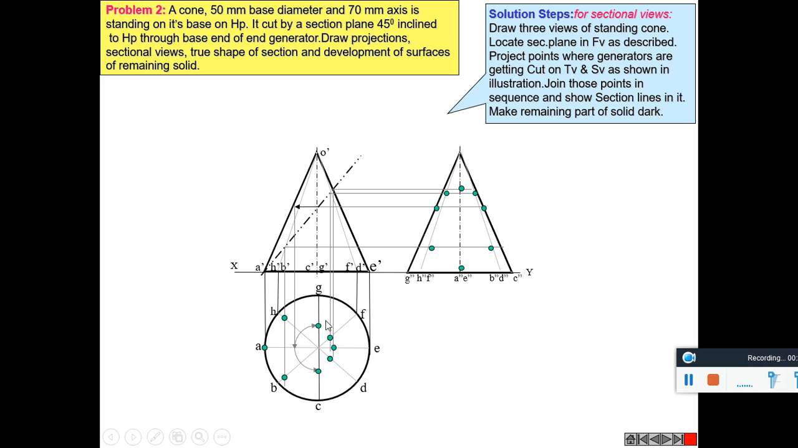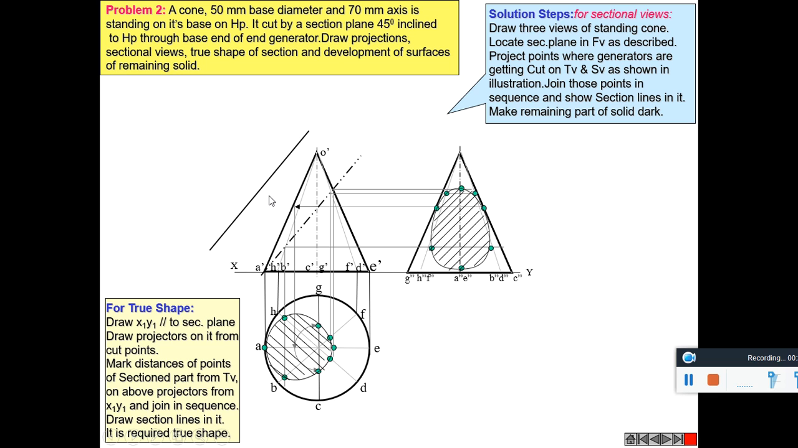Join these points using smooth curve and that portion is hatched. Similarly, in the side view also these points are joined using a smooth curve and that portion also should be hatched. So this is the left side view, this is the top view and this is the front view.